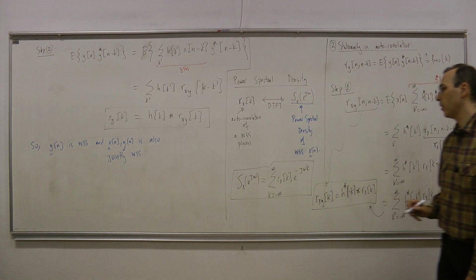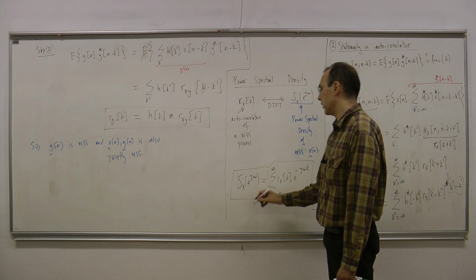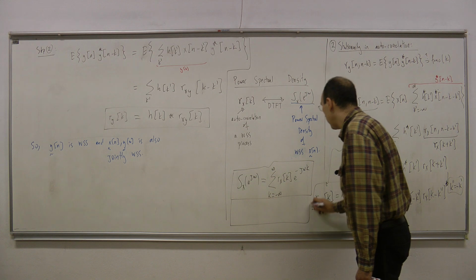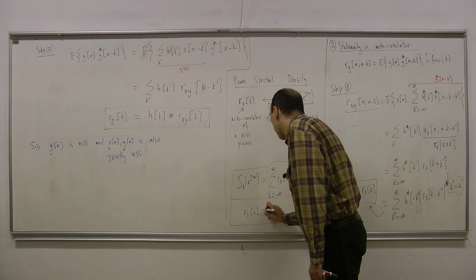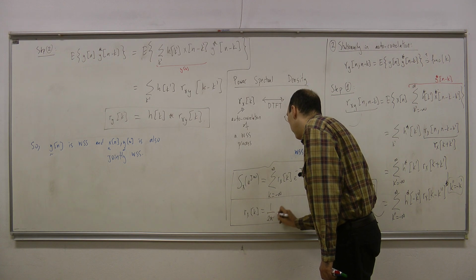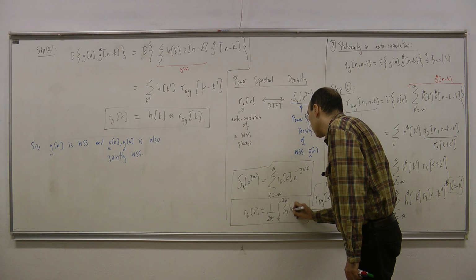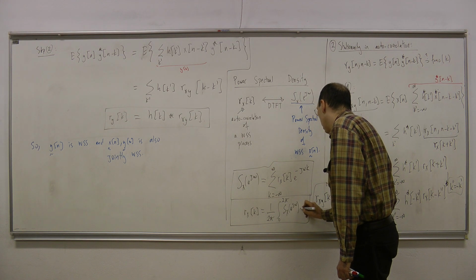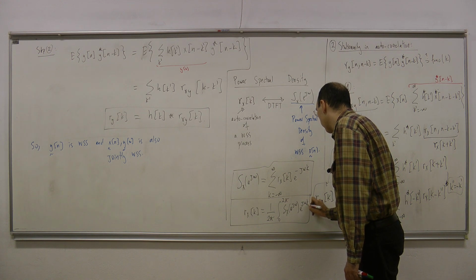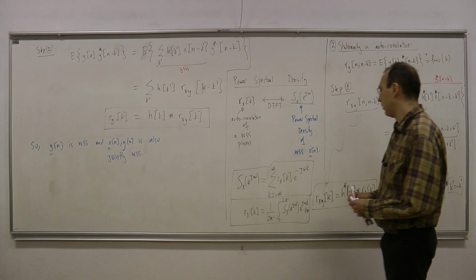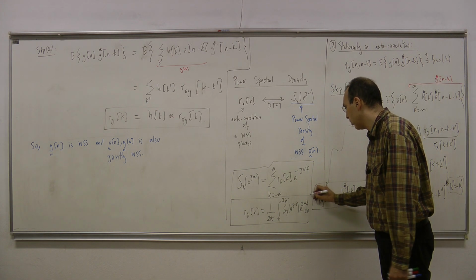Okay, so this is the forward transform. Let me write the inverse transform. Then Rx of k is 1 over 2 pi, integral from 0 to 2 pi, Sx e to the j omega, e to the j omega k, d omega. There are so many things that we can say about Fourier transforms.